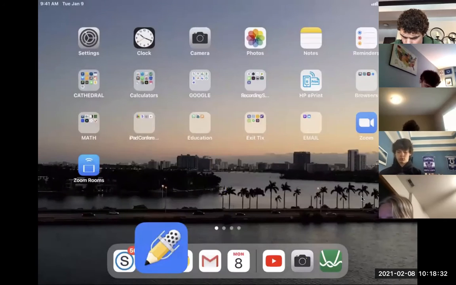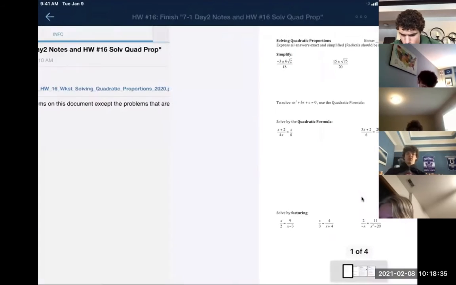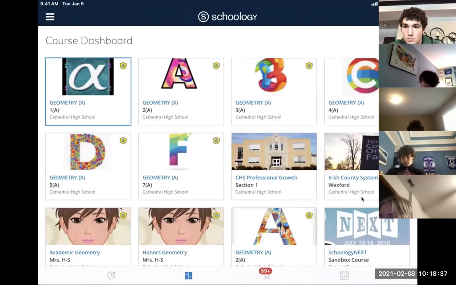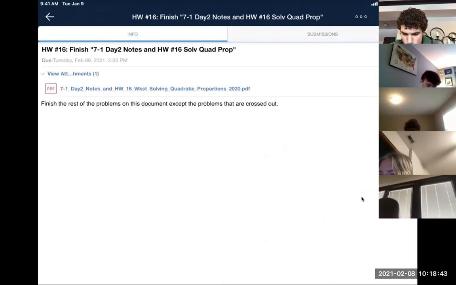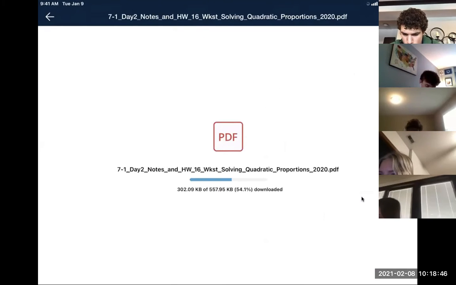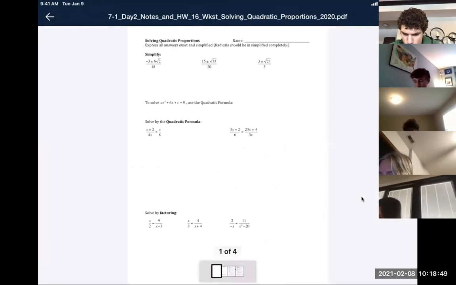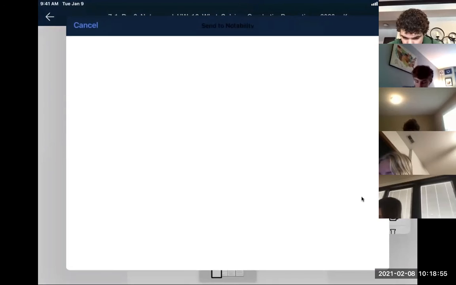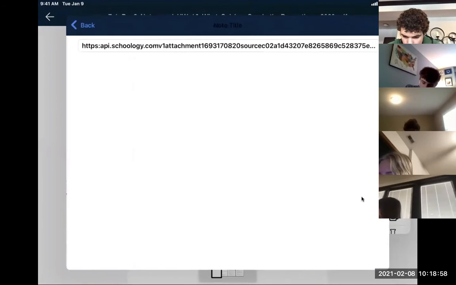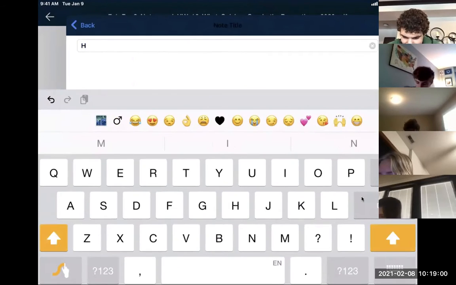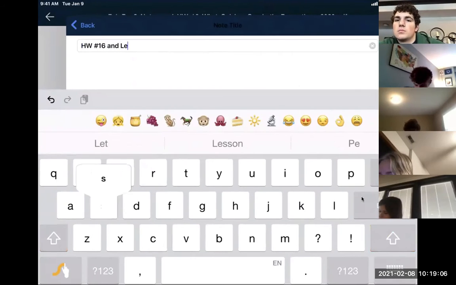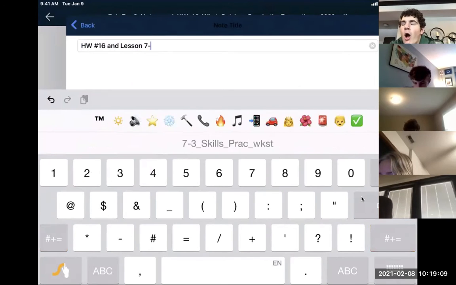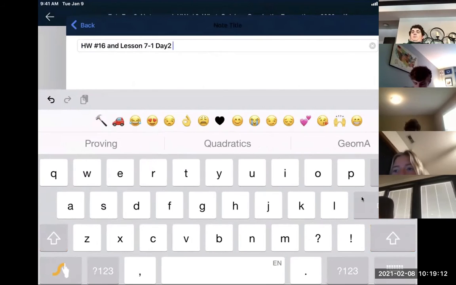But the first thing I want you to do is go to Schoology, and you can either go to today's folder or you can pull it from the homework on the side. Homework number 16 is our notes for today and also finishing for homework. So it's kind of like an all-in-one. It's just all lumped together. So when you import that, it's going to be homework number 16 and lesson 7-1, day 2, on quadratics.